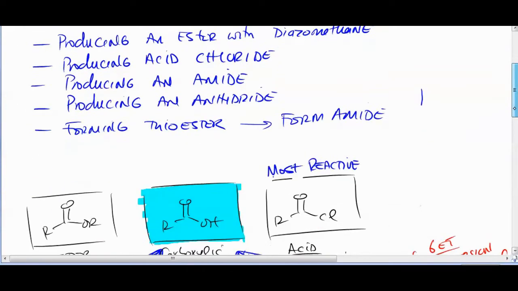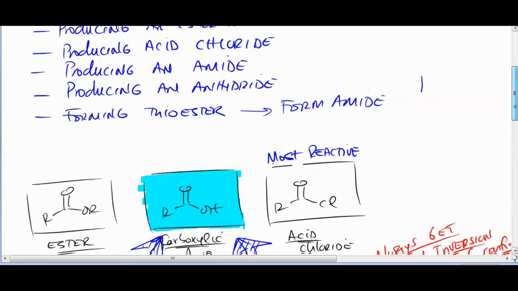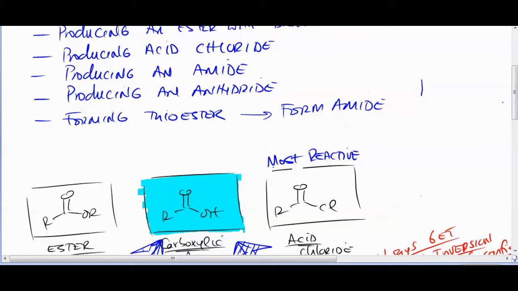So remind me again, what was the other way of synthesizing the carboxylic acid, without looking at your notes? Making a nitrile. That's right. So how did we make a nitrile? Through an SN2 reaction. That's right.